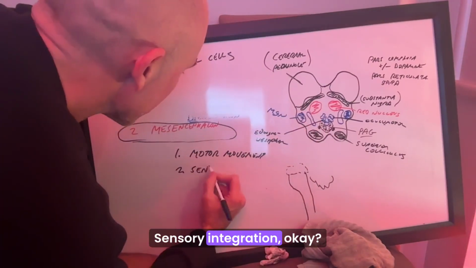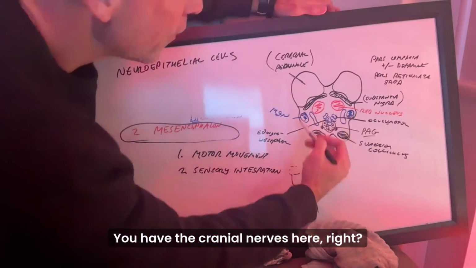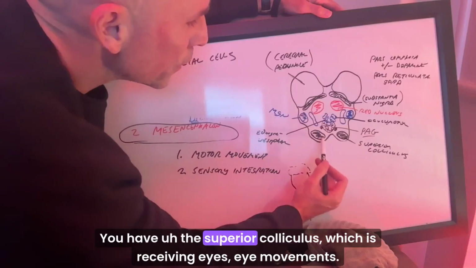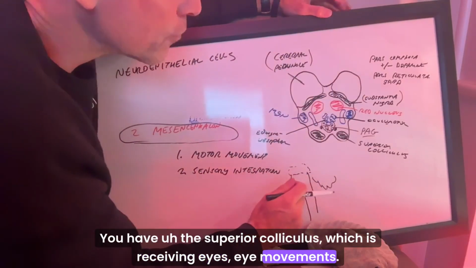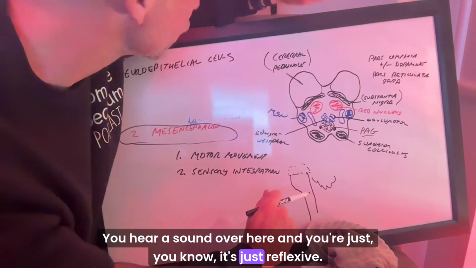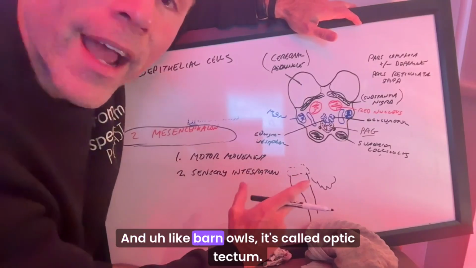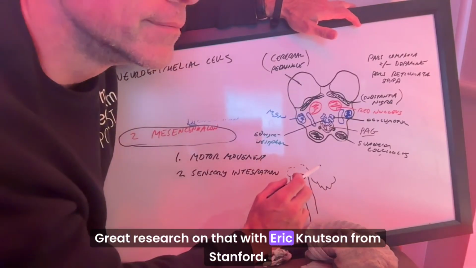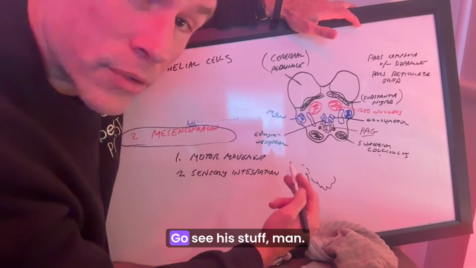Sensory integration. Okay, multiple forms of sensory. You have the cranial nerves here, right? You have the superior colliculus, which is receiving eye movements. You hear a sound over here, and it's just reflexive. This is a very powerful area. And like barn owls, it's called optic tectum. Great research on that with Eric Knudsen from Stanford. Go see his stuff, man.